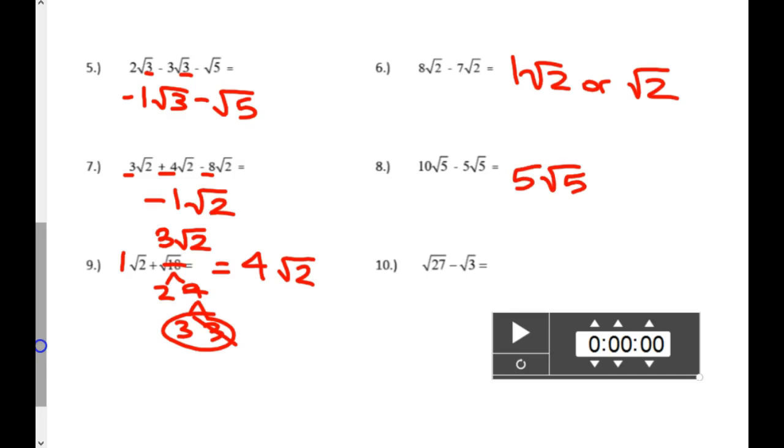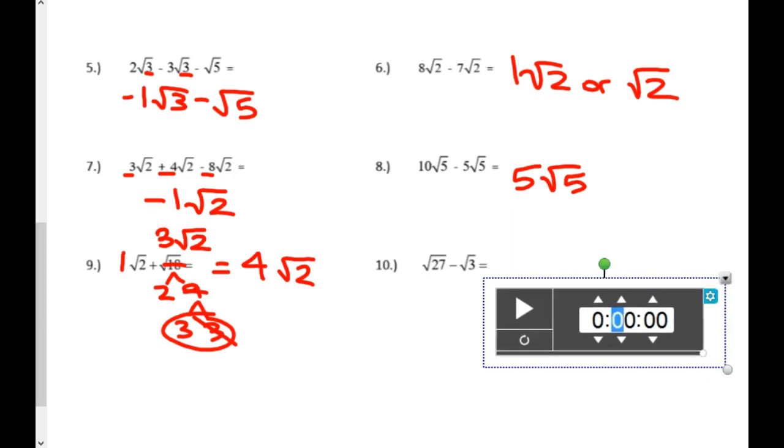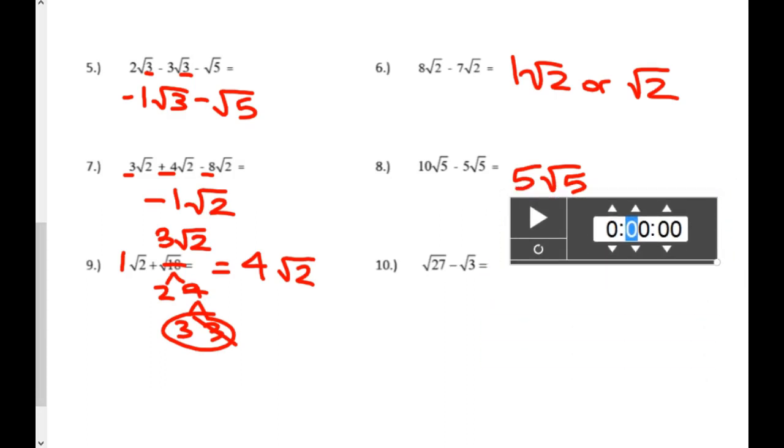And number 10, 27 breaks down into 3 times 9. 9 breaks down into 3 times 3. So what's my reduced radical going to be here? 3 square root 3. So I'm going to rewrite it up here. What is 3 square root of 3 minus 1 square root of 3? 2 square root of 3. Okay?